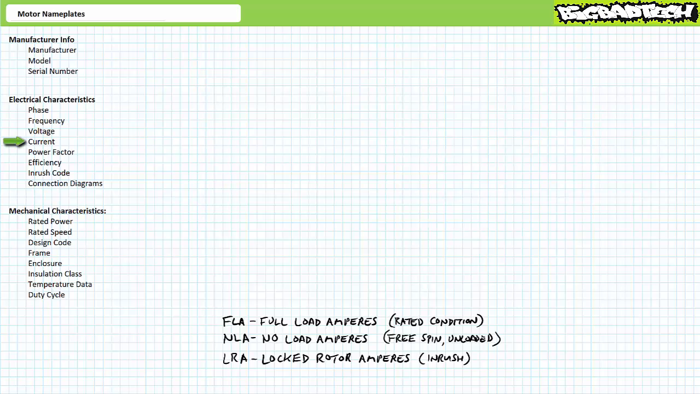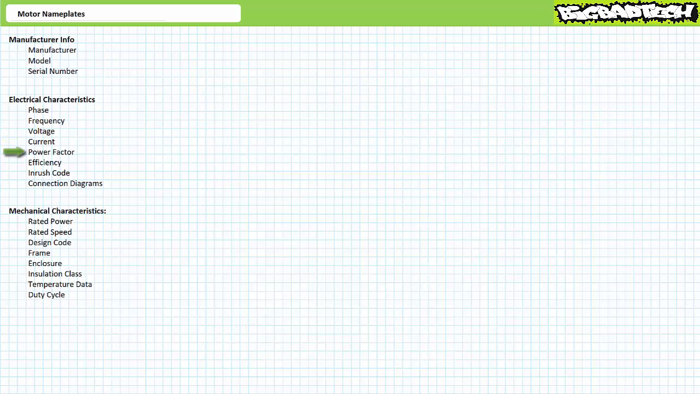Inrush current is many times that of rated current. Thankfully, it's relatively brief. We'll examine the inrush code in a moment, which can be used to calculate inrush current. Power factor. The power factor entry on a motor nameplate is a measurement of how much apparent power in units of volt amperes being delivered to the motor is available for conversion into real output power in units of watts.